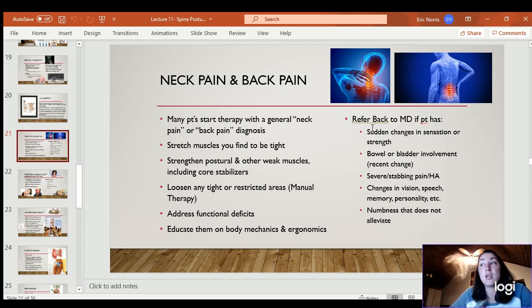Now, here are signs and symptoms that would tell you that something is bad, and the main thing we're worried about is compression of the spinal cord, and you would want to immediately refer them back to the medical doctor. Always discuss that with the supervising PT. Don't just call an ambulance and she doesn't even know, or he doesn't even know that you've done it.